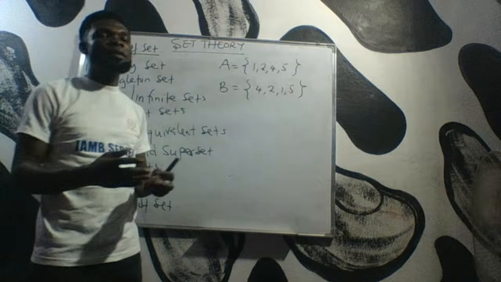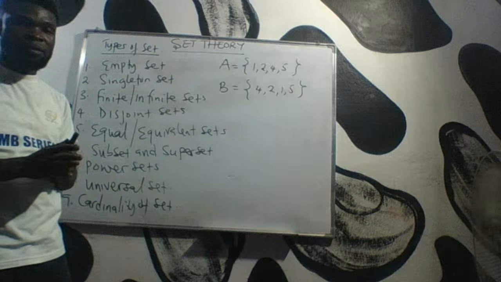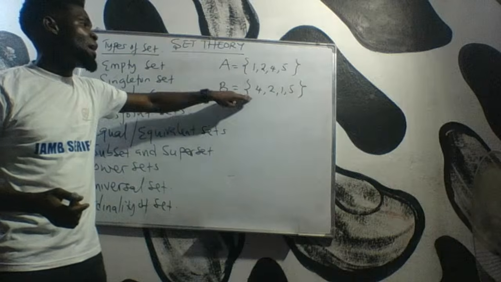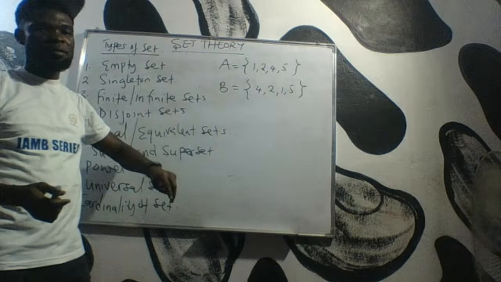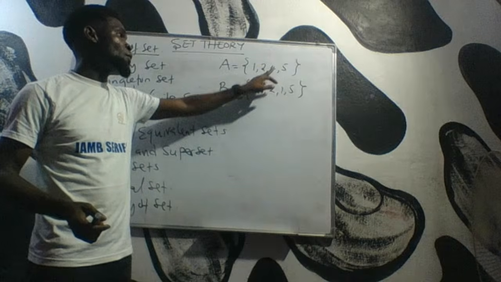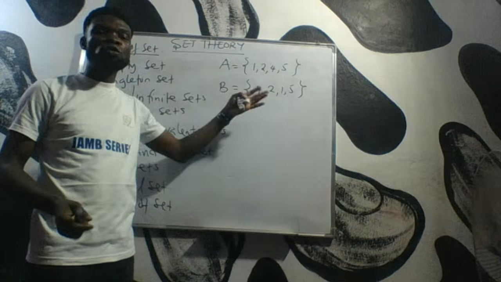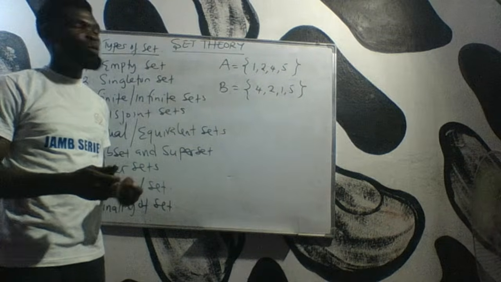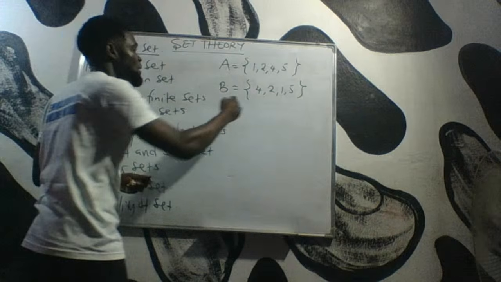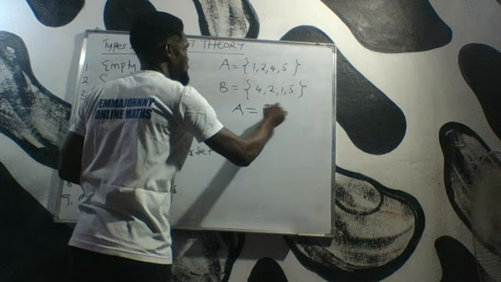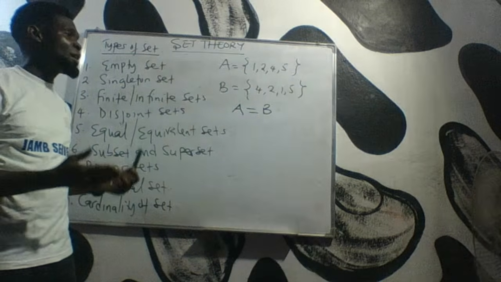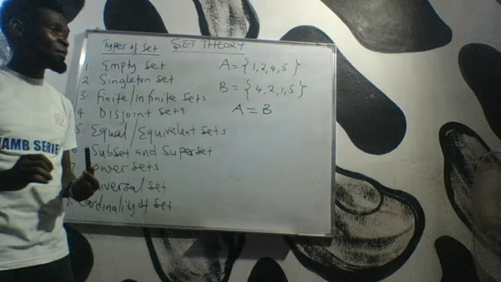So what do we say is an equal state? Two states A and B are equal if they have the same elements. You can say I have one here, I have one, I have two, I have two, I have four, I have four, I have five, I have five. So they contain the same elements. We now say that state A and B are equal. Mathematically, we say state A is equal to state B. So two states are equal if they have the same elements.